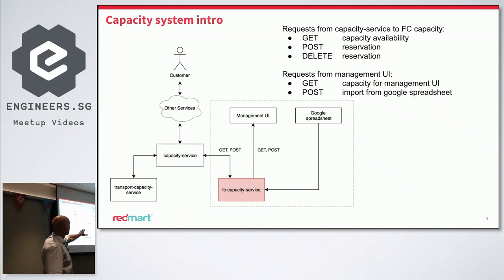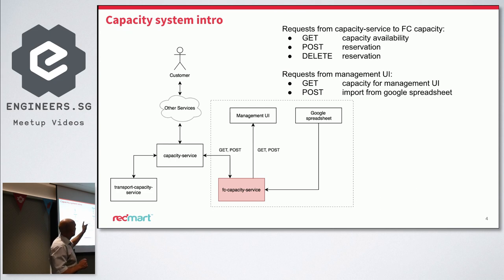In short, what this system does is stated there. This is a simplified set of requests which it serves. There are more of them, but for the purpose of today's talk, I cut many things which are not necessary to explain. In simplified version, we have 2 GET requests to this service from different other services, which is capacity availability from this service. It's a GET request, obviously. And we have a management UI, which shows what actually happens down there.